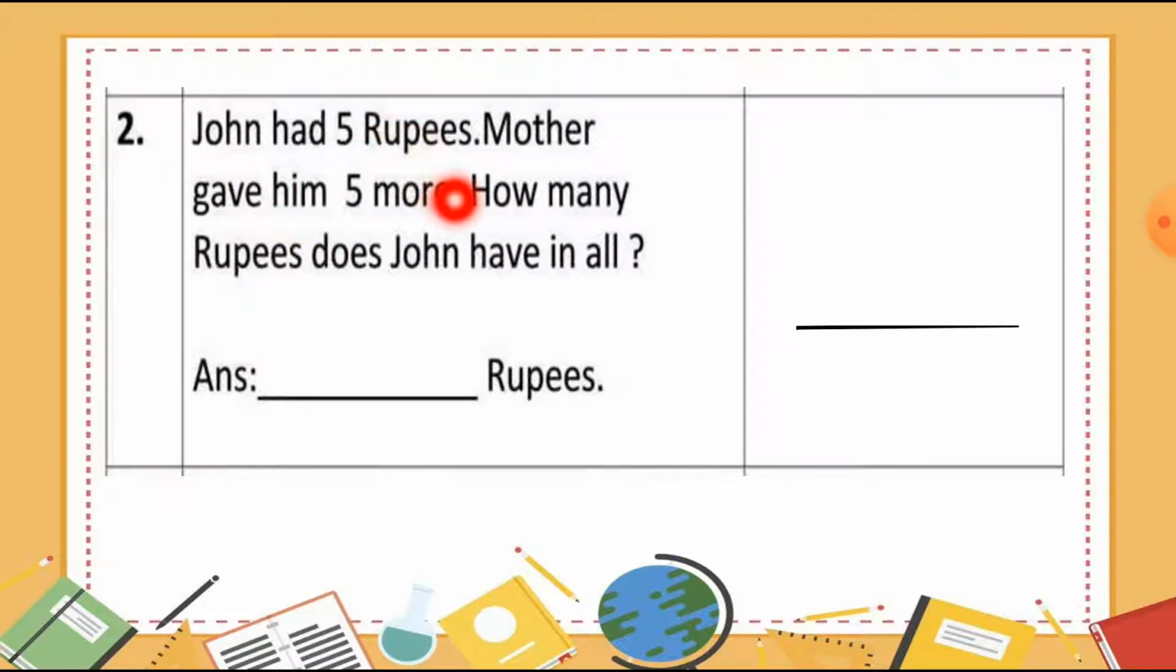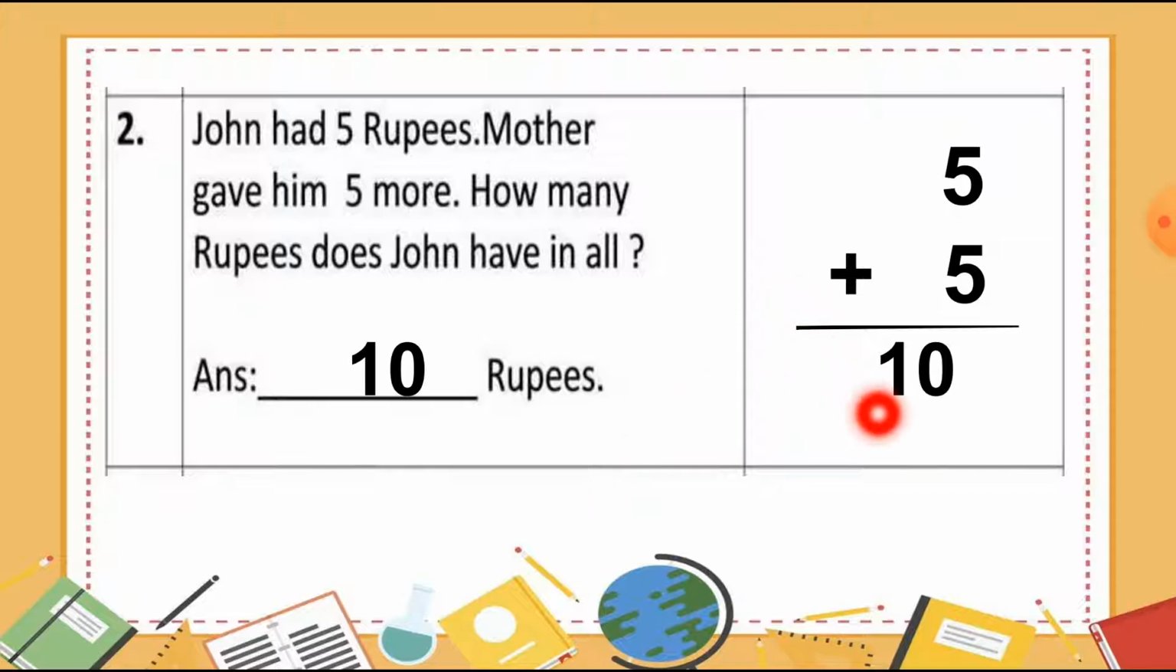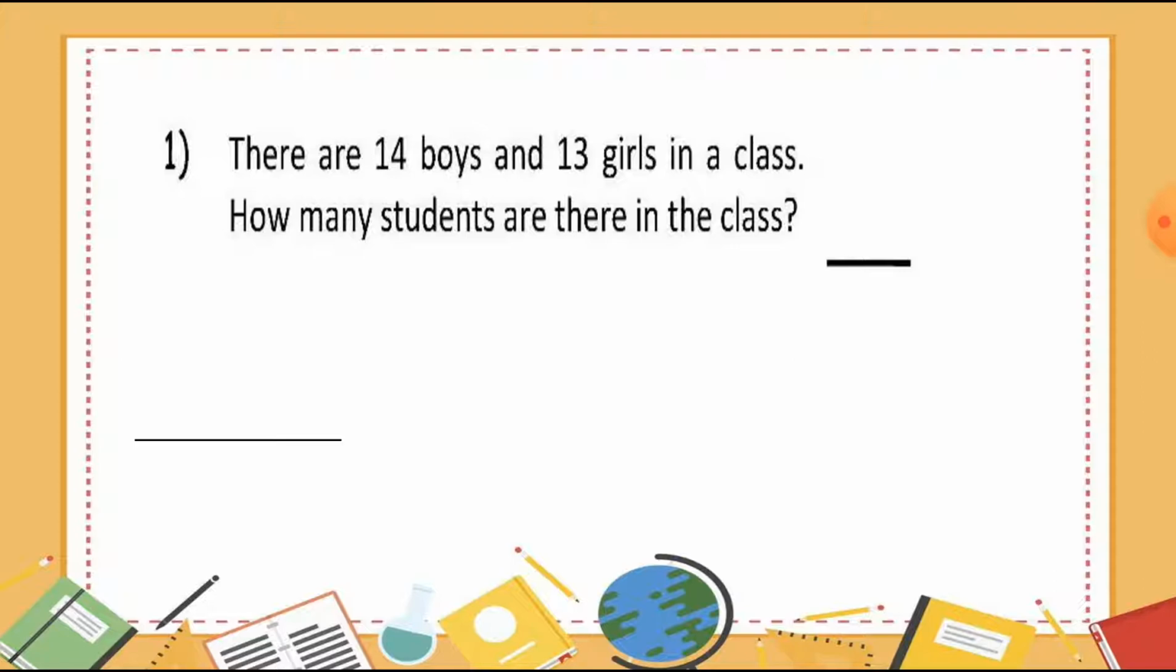Next example for you. John had 5 rupees. Mother gave him 5 more. How many rupees does John have in all? He already has 5 rupees and his mother gave him 5 more rupees. So 5 plus 5 is equal to how much? Is equal to 10. So how many rupees does John have in all? It means the answer is John has 10 rupees in all. So 5 plus 5 is equal to 10. So John has 10 rupees in all.